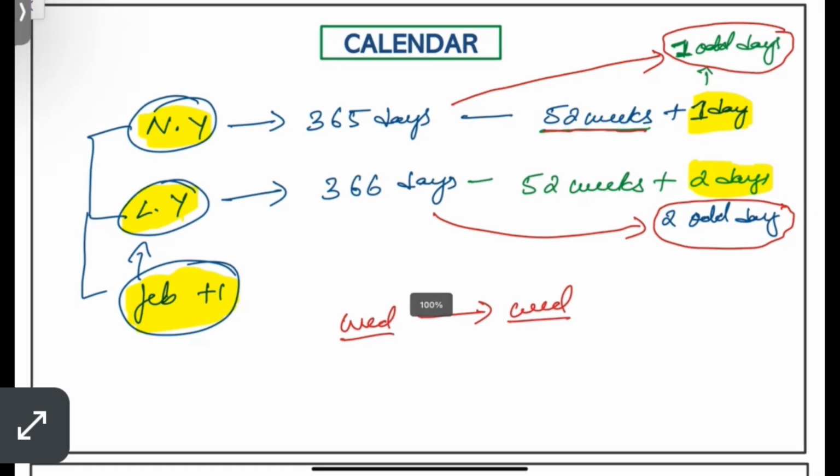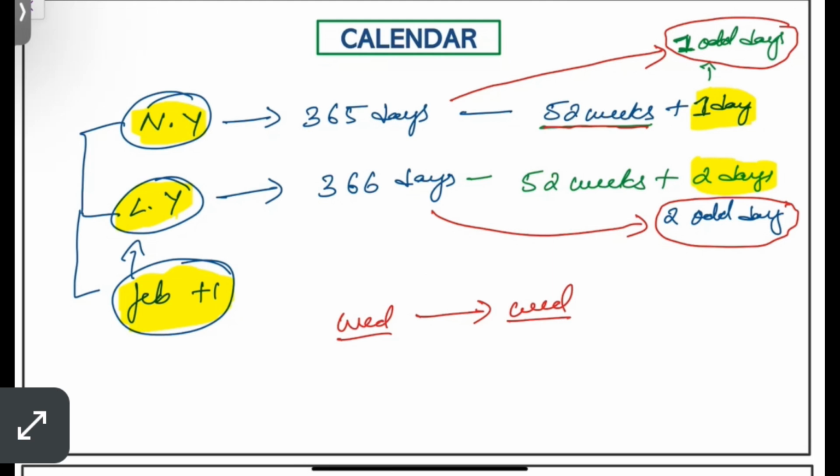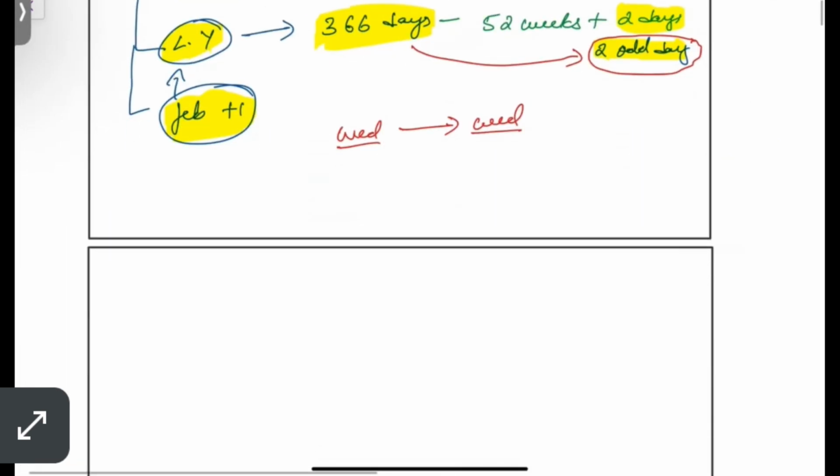Okay, so from this slide, I'll just give a revision here. There are 365 days in a normal year, and in a leap year there are 366 days. One thing to remember is that in a normal year there is 1 odd day. In a leap year there are 2 odd days. So you just remember that. That's number one thing. But then, how do we know that a year is a leap year or a normal year?